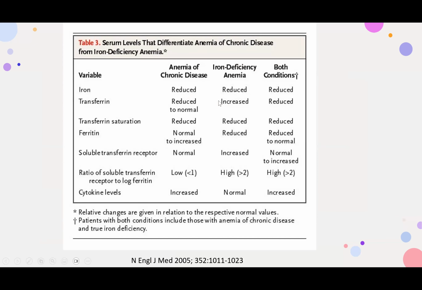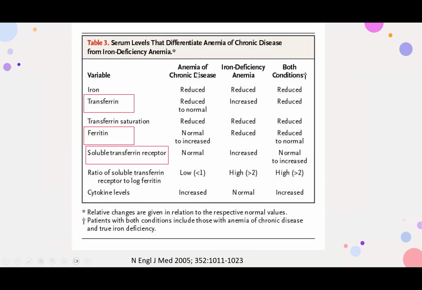All right, now this picture or table is from NEJM, New England Journal of Medicine. I like this table because this differentiates between anemia of chronic disease and iron deficiency anemia. How do you differentiate? By soluble transferrin receptor or transferrin. And soluble transferrin receptor or transferrin, both will be either normal or reduced in anemia of chronic disease. However, they are going to be high in iron deficiency anemia.